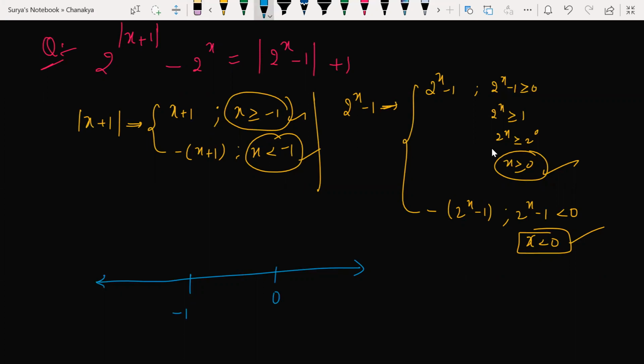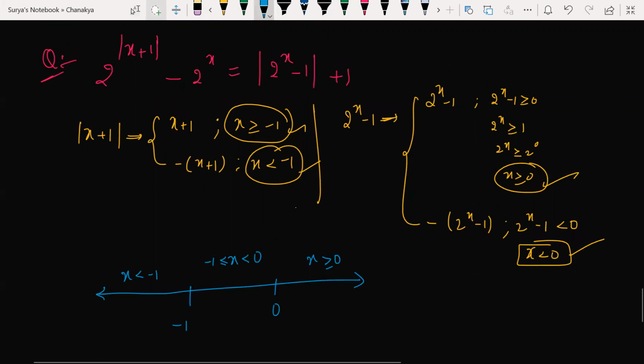Okay. So x less than minus 1, that inequality comes here. And x greater than minus 1 but less than 0, x lies between minus 1 and 0, greater than or equal to, in fact. This is what I got. Here x greater than or equal to 0, beta. So these are the 3 inequalities I got.